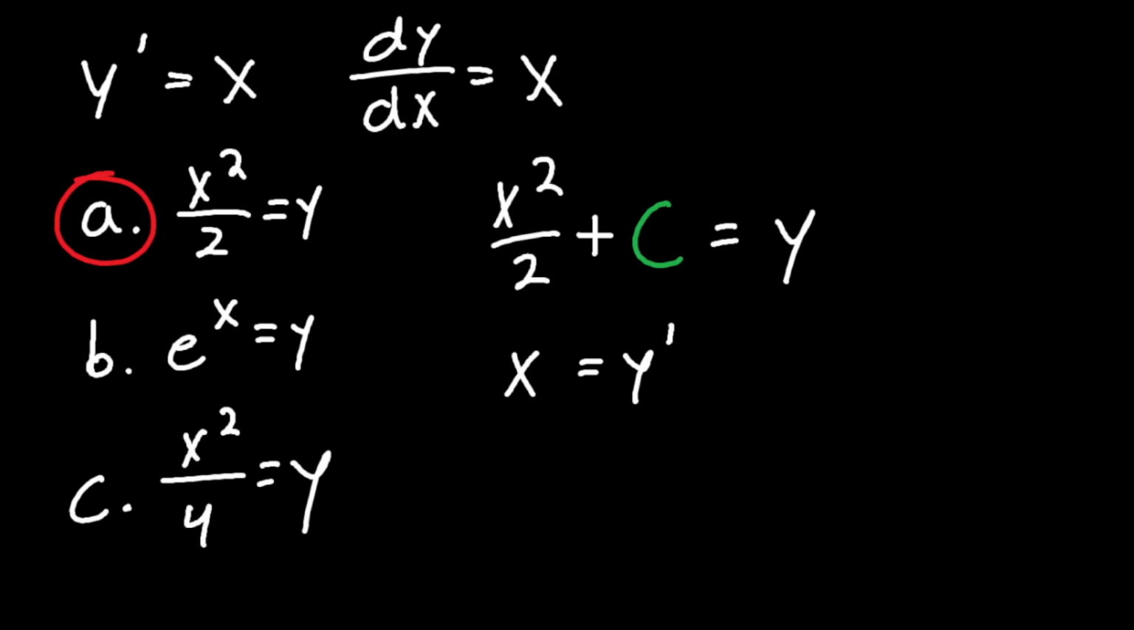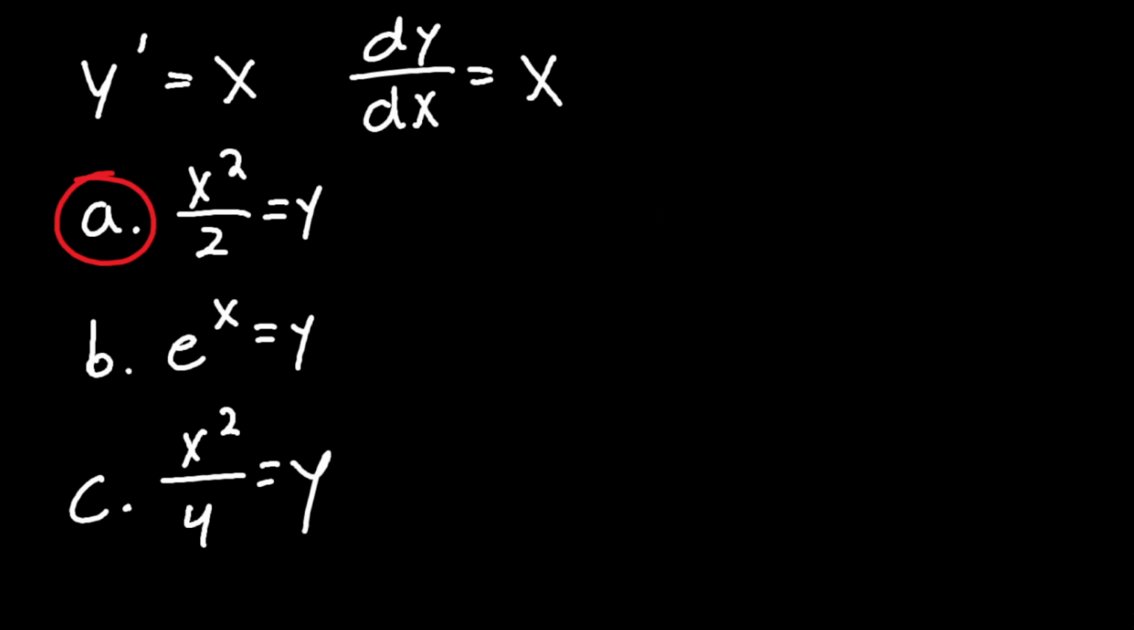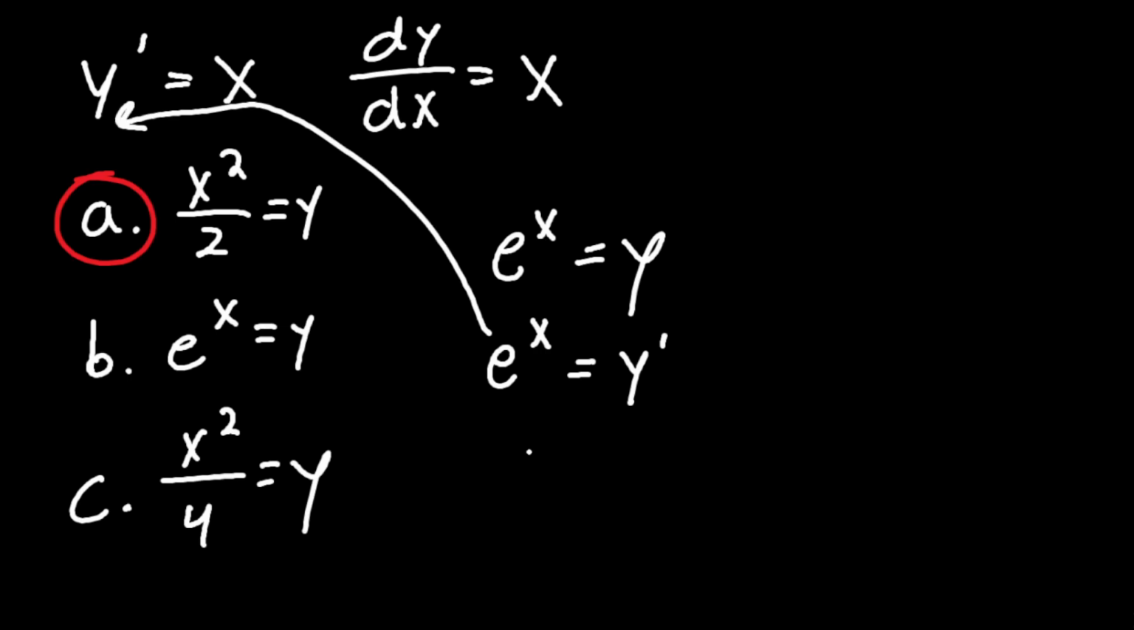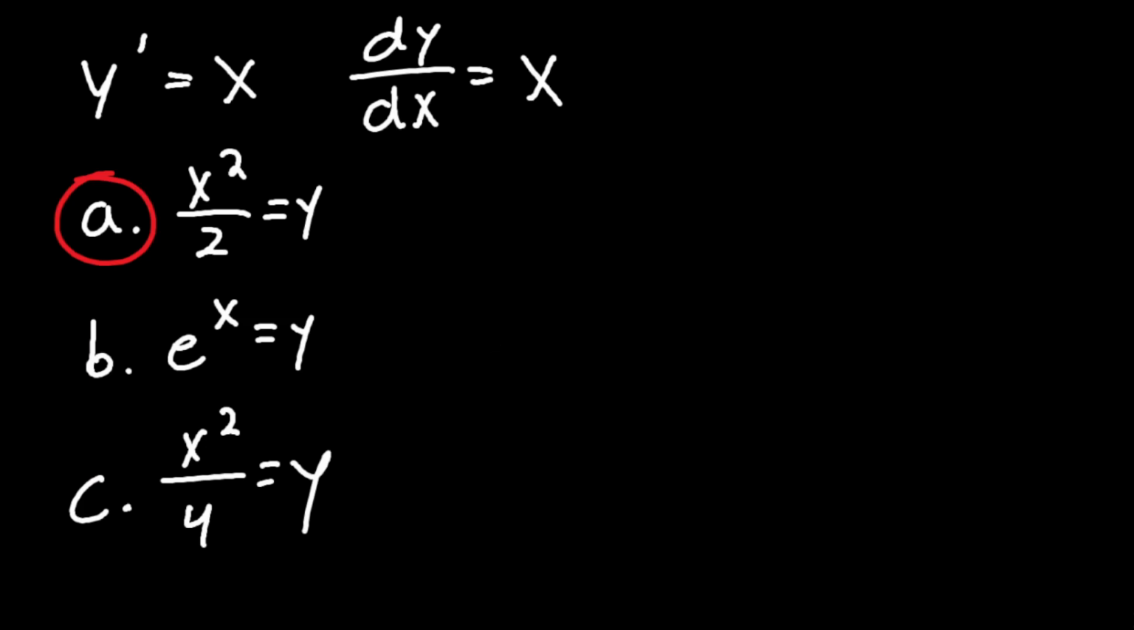But let's go ahead and test out the other options. Why are these not solutions to the differential equation? So e to the x. Remember, we're only plugging in y prime, so let's find y prime. y prime is just e to the x again. If we plug in e to the x for y prime, what do we get? We get e to the x equal to x. Well, this is clearly not true, so B is not a solution to the differential equation.